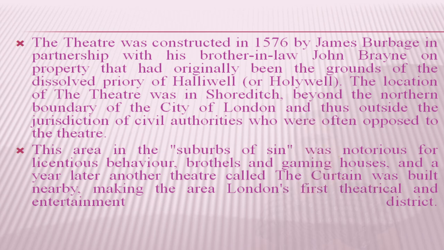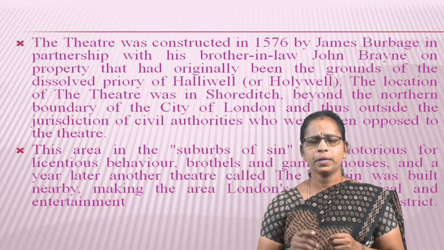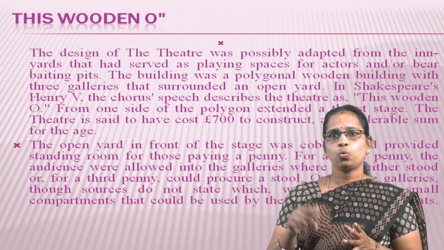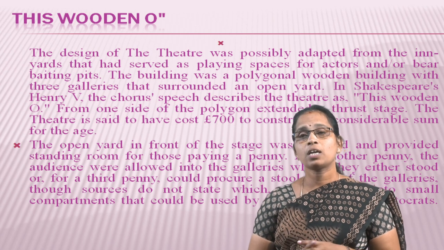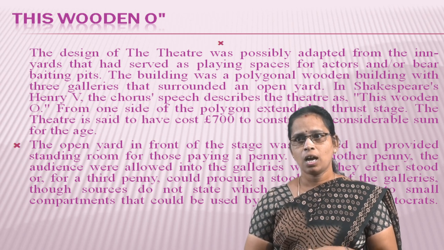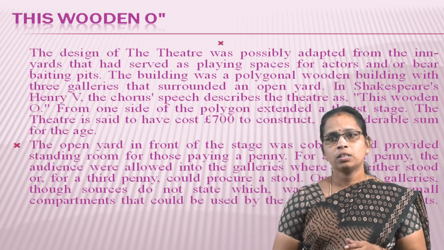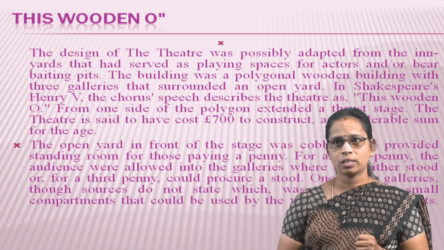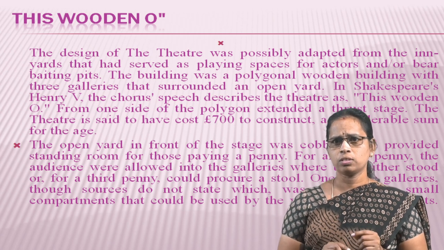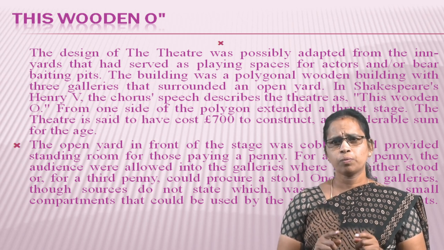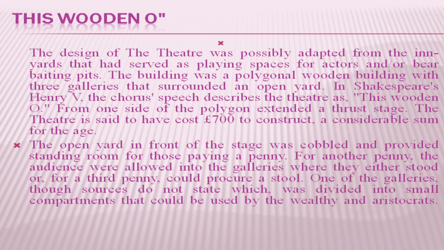There were brothels and gaming houses, and a year later another theatre called the Curtain was built nearby, making the area London's first theatrical and entertainment district. The design of the theatre was possibly adapted from the inn yards that had served as a playing space for actors and for bear-baiting pits. The building was a polygonal wooden building with three galleries that surrounded the open yard. In Shakespeare's Henry V, the chorus described the theatre as this wooden O. From one side of the polygon extended the stage.